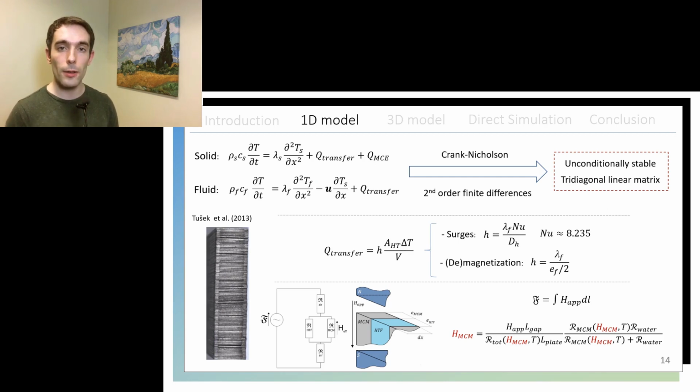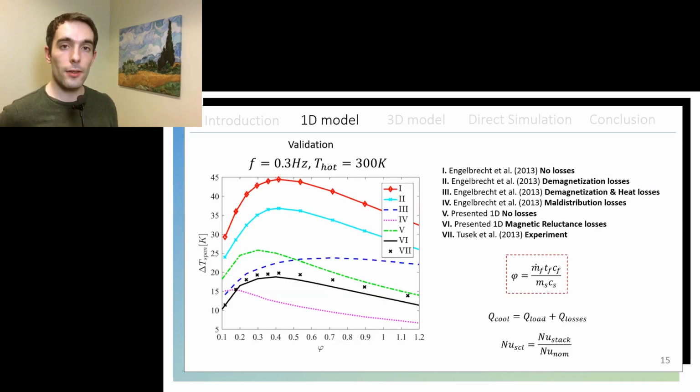And I also solved the simplified magnetic circuit between the poles of the magnet, and that gave me a nonlinear equation to be solved at every time step. On this slide, you can see the solution of the regenerator, the temperature span of the regenerator at zero cooling load, plotted against the utilization ratio, which is the ratio between the heat capacity of the heat transfer fluid entering the regenerator and the heat capacity of the solid phase. So this variable gives us an idea of how much heat we are evacuating from the regenerator.